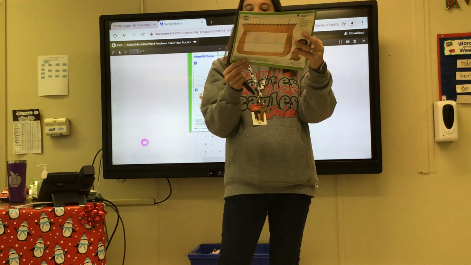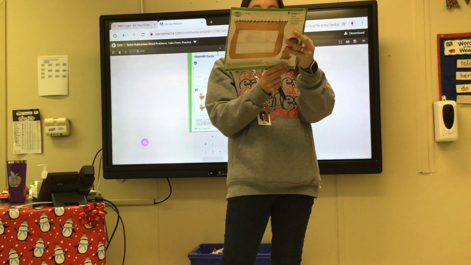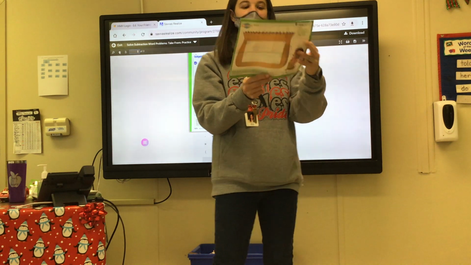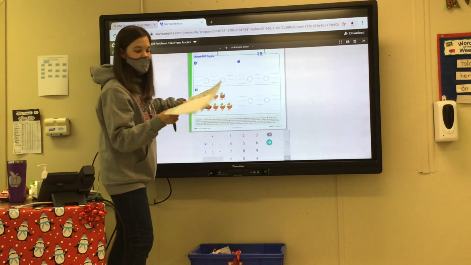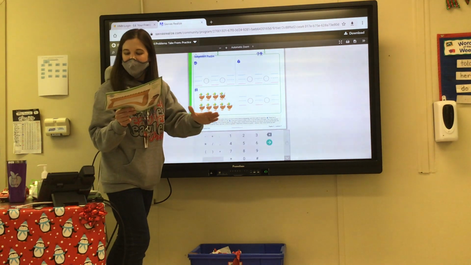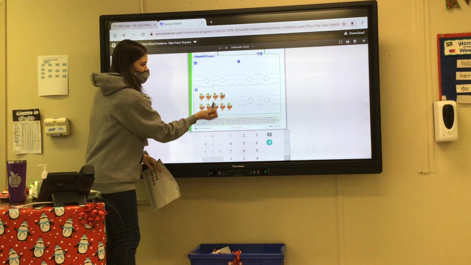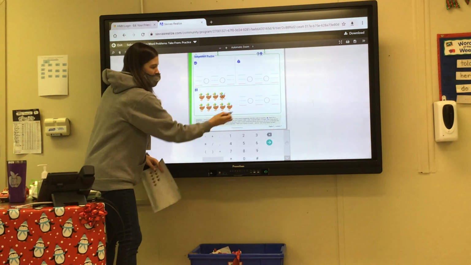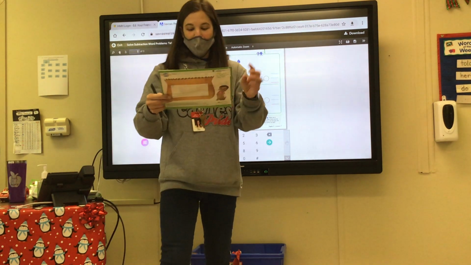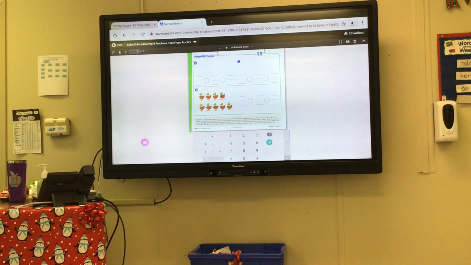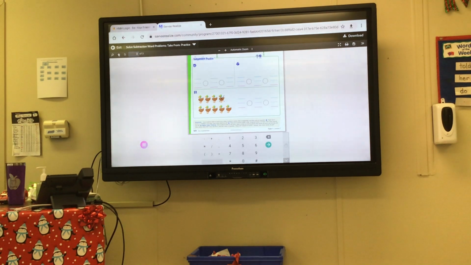Circle the picture that shows the story and tell why the other picture does not show the story, and write an equation. So which one is it? There are 4 ducks in a pond. 1 leaves. How many ducks are left? So which one shows that? The top one or the bottom one? There were 4 ducks in a pond. 1 leaves. How many ducks are left? All right, let me stop the video.